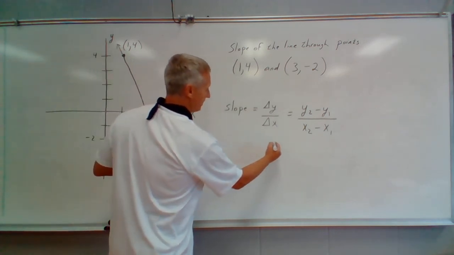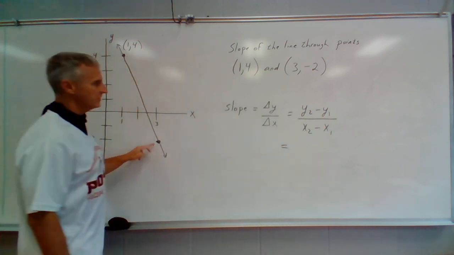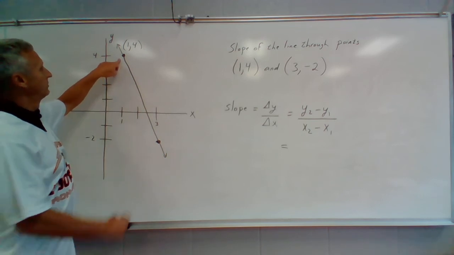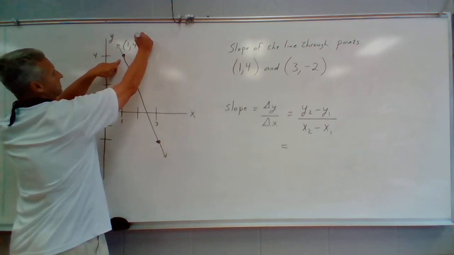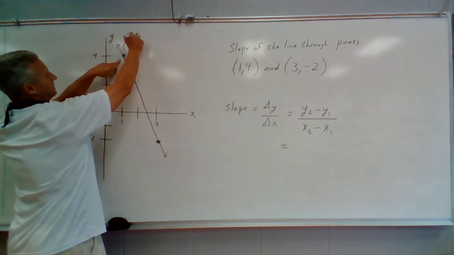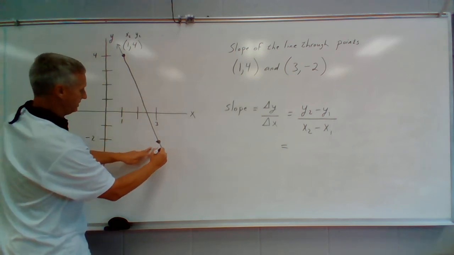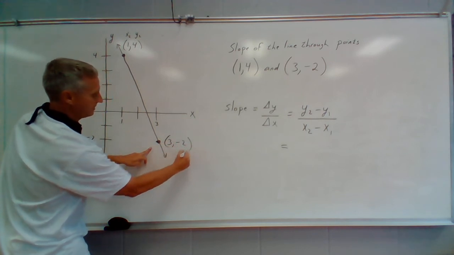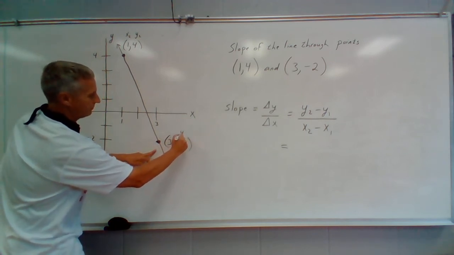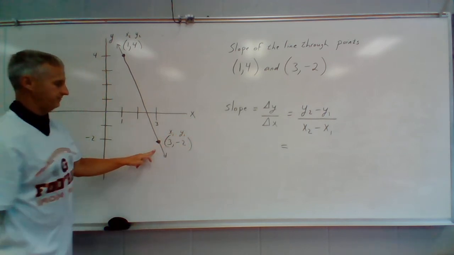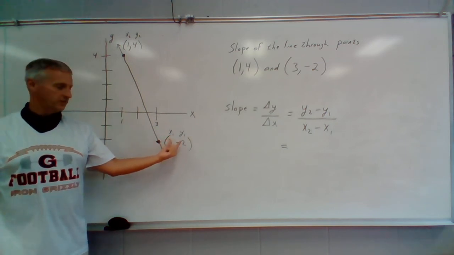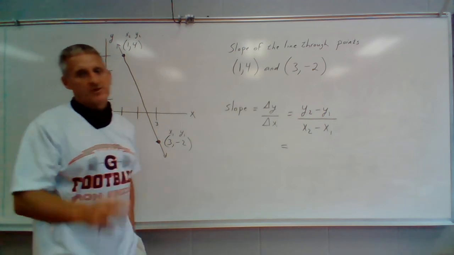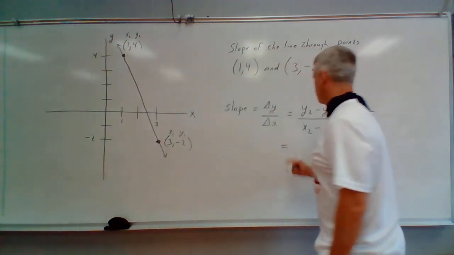So if we do that, if this is point number 2, this would be y2, and this would be x2. This, which is (3, -2), would be y1 and x1. Okay, so point number 1, the x and the y, point number 2, the x and the y. So all we have to do is fill in the blanks in the formula.